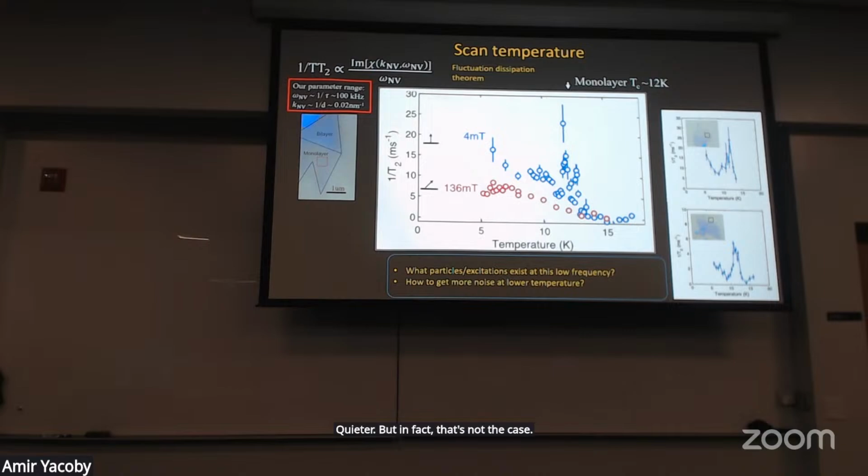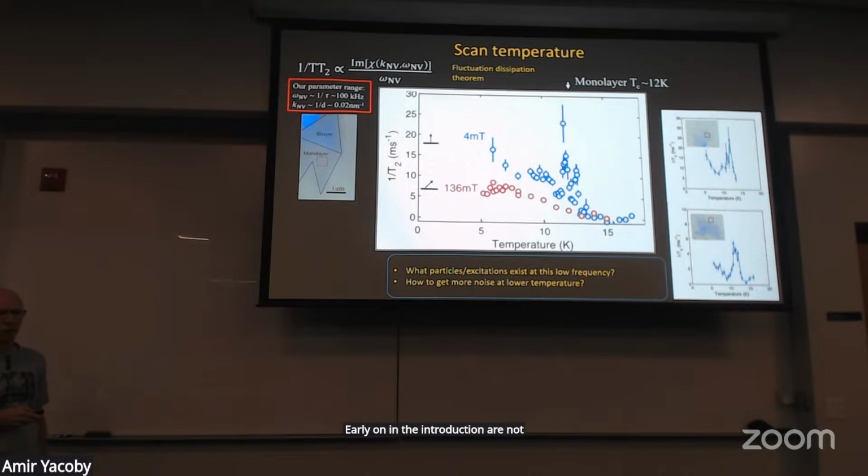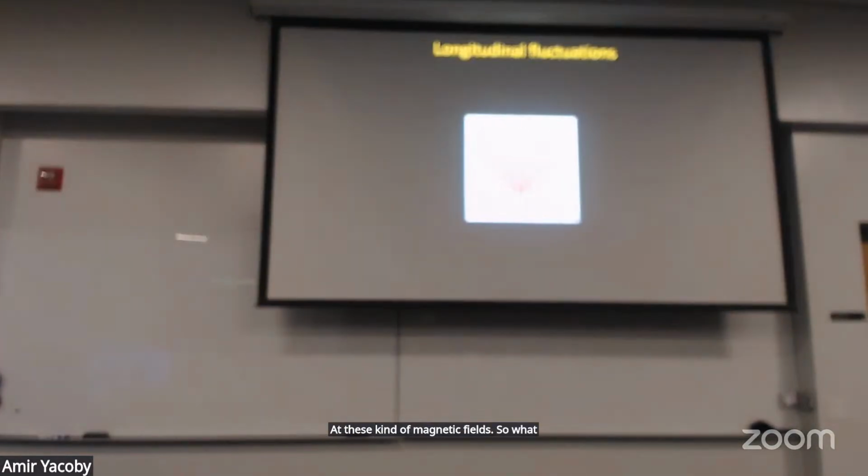And a magnetic field doesn't change the picture that much. And this was, for us, a very important observation because it told us that mesons, which I mentioned early on in the introduction, are not the cause of these fluctuations, because mesons would not be able to survive at these magnetic fields. They become very unfavorable at these kinds of magnetic fields. So what is going on?